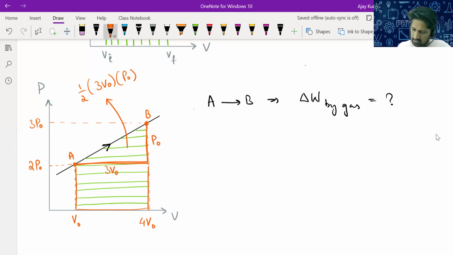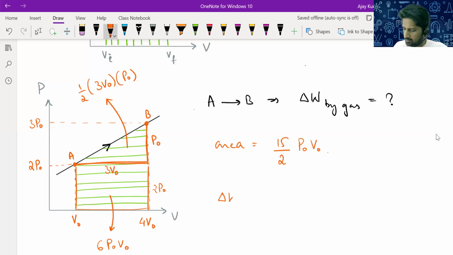The length of the rectangle is 3 V naught, the height is 2 P naught. Therefore, the area of the rectangle becomes 3 into 2, 6 times P naught V naught. So the total area between the PV graph and the volume axis becomes 3 by 2 plus 6, which is 12 by 2. Add them, it becomes 15 by 2 P naught V naught.